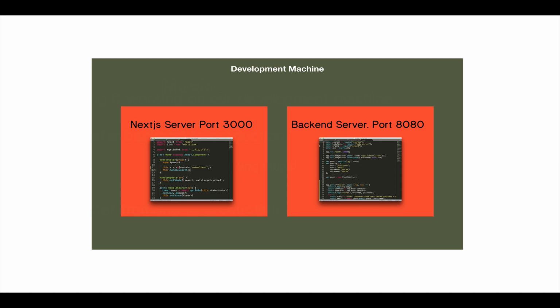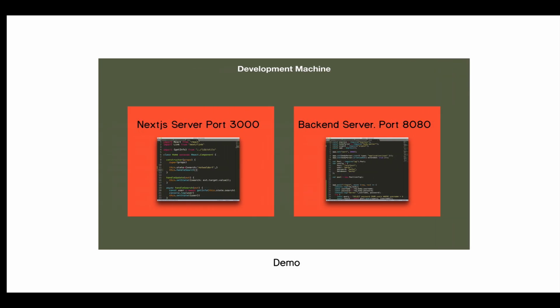This is how it works. We're going to have the Next.js server running on port 3000 and the backend server running on port 8080. These are the common ports we've been using throughout. We can create this and just test it, so let me demo that approach. I'm going to get one server running on port 3000 and one on 8080. Let me switch to my code here.